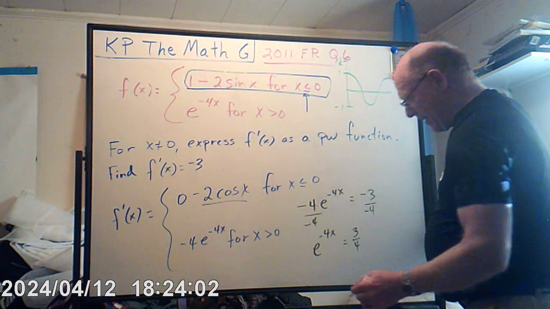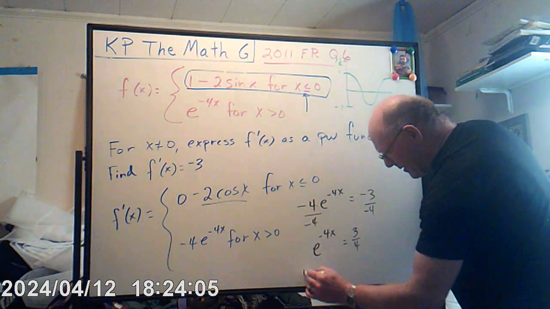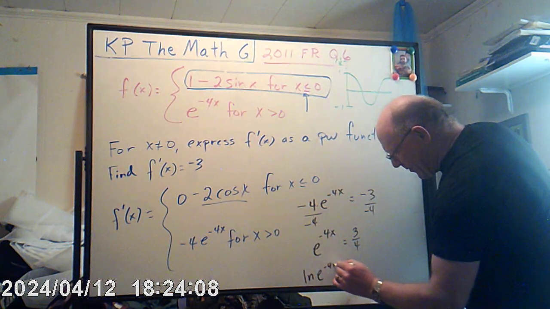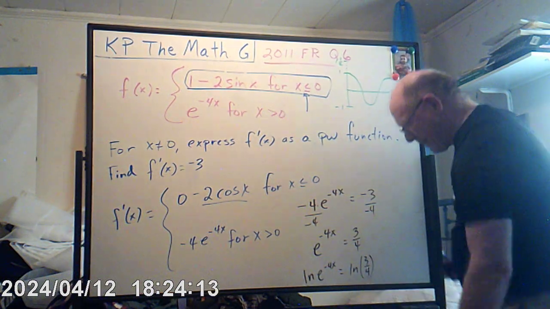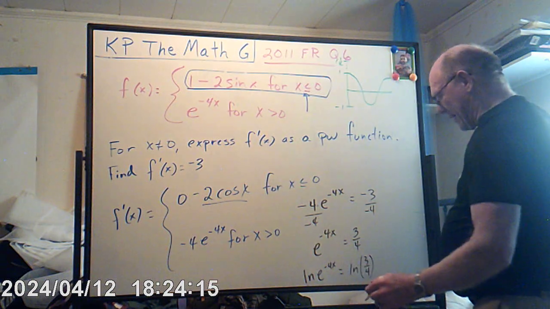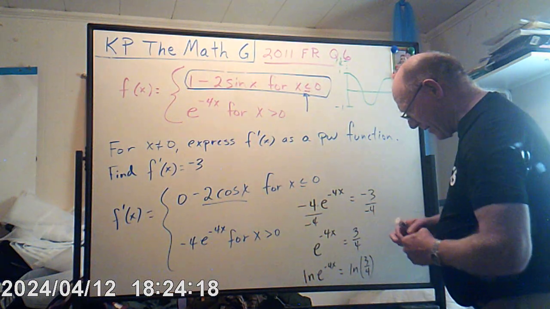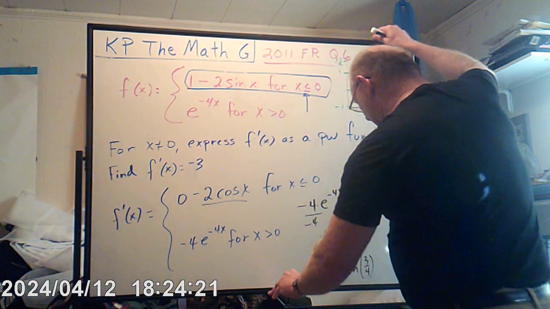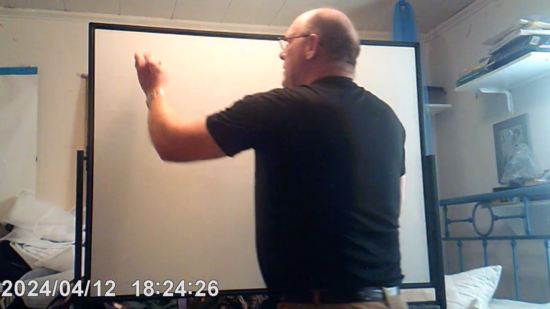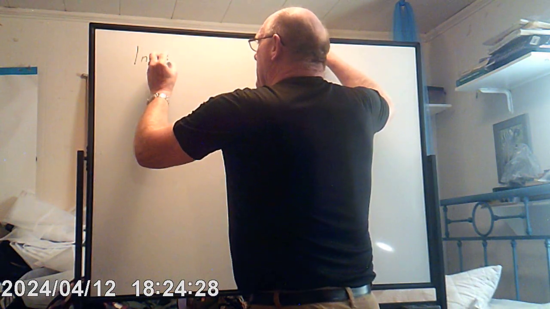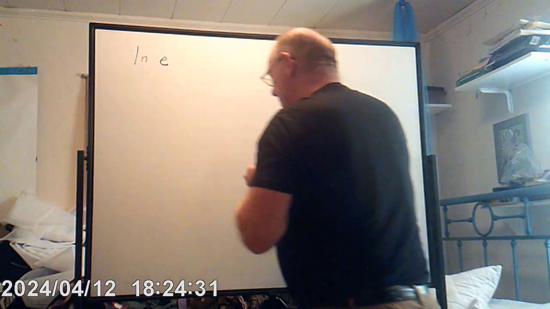That's good. Now I can introduce ln on both sides. ln e to the -4x is equal to ln 3/4. Okay, like that. And now -4x. Let's see. Let's write this on the other side. ln e to the -4x is equal to ln 3/4. I need some room to work. Let me read it again. ln e to the -4x, yes.